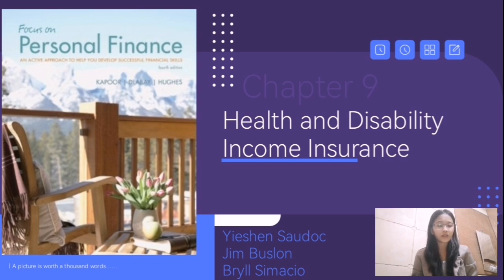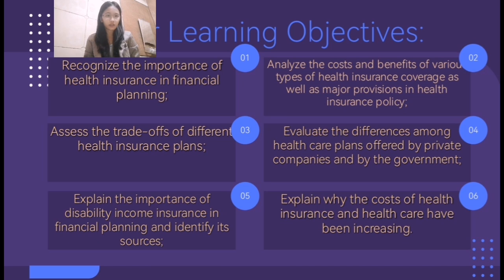Good evening, everyone. In this video, we will be tackling chapter 9, which is all about health and disability income insurance. But before we proceed to our main topic, let us first read the chapter learning objectives. Number 1, recognize the importance of health insurance in financial planning. Number 2, analyze the cost and benefits of various types of health insurance coverage as well as major provisions in a health insurance policy. Third is assess the trade-offs of different health insurance plans and evaluate the differences among healthcare plans offered by private companies and by the government.